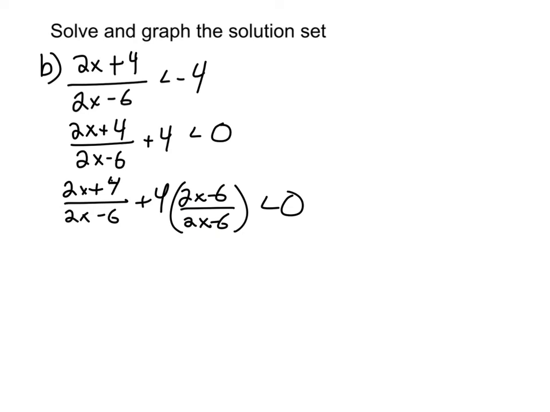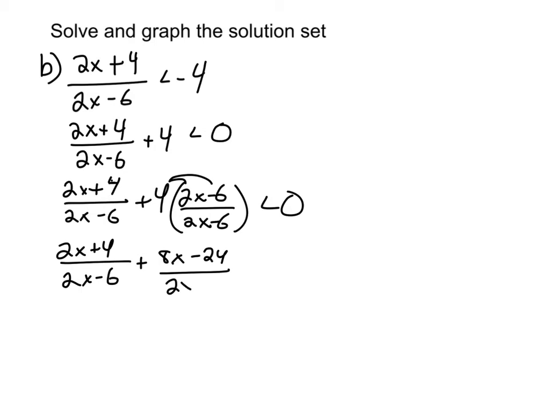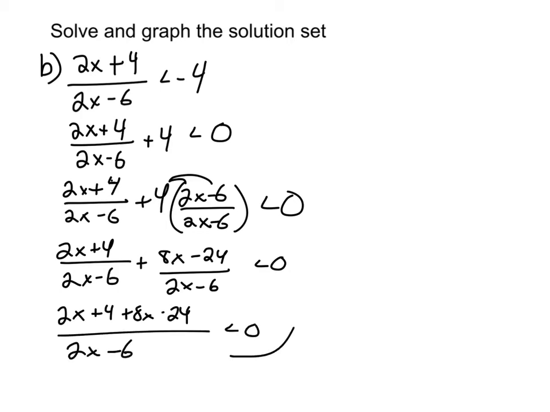I didn't do anything. Alright, so now I have 2x plus 4 over 2x minus 6 plus, and I'm going to distribute this 4 into the numerator there. So I'll have 8x minus 24 over 2x minus 6. Okay, so now that they have common denominators, I can add them. So 2x plus 4 plus 8x minus 24 all over 2x minus 6. Okay, let's bring this up here.